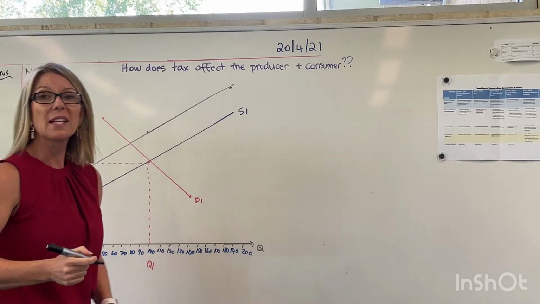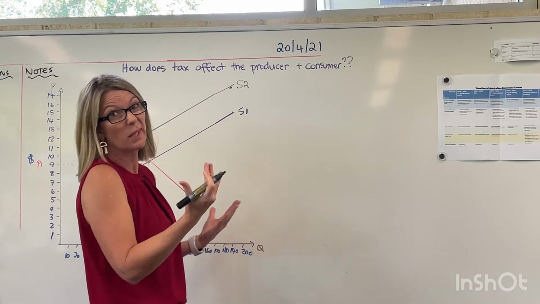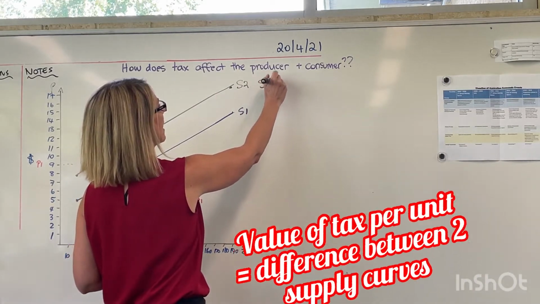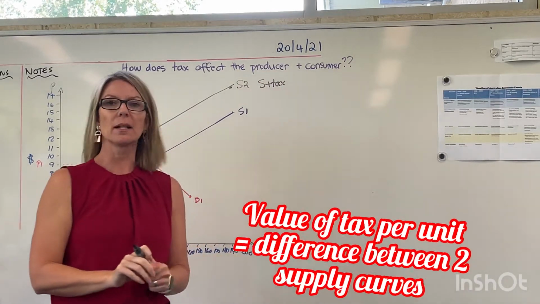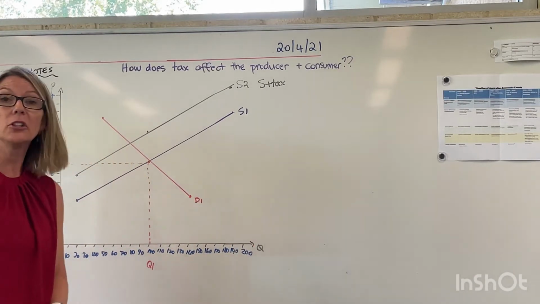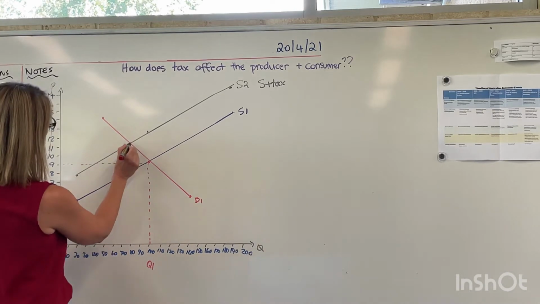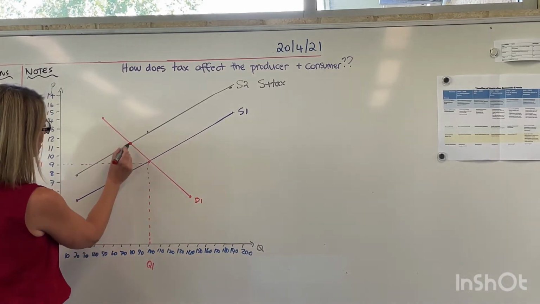All right, so that is now called S2, or you can just call it S plus tax, supply plus tax. It doesn't really matter as long as you label it. So now we have a new equilibrium point, which is right here. It was there, now it's here.